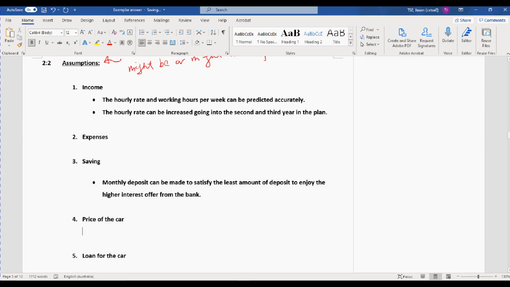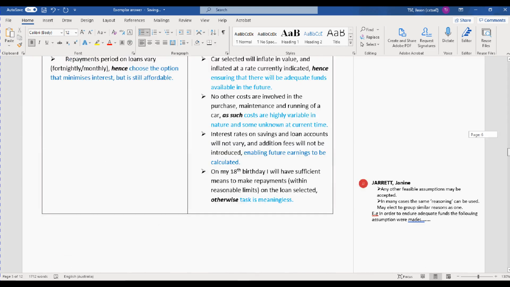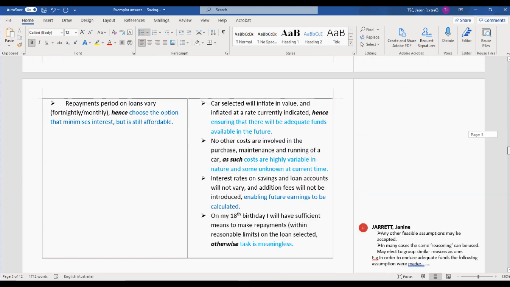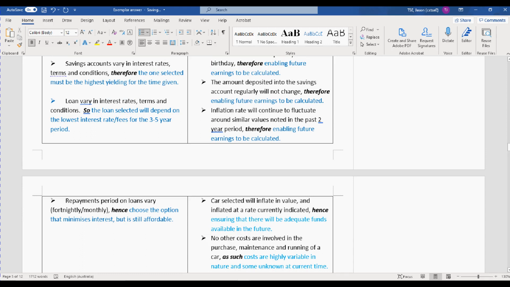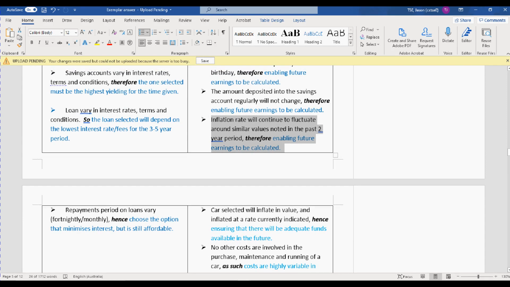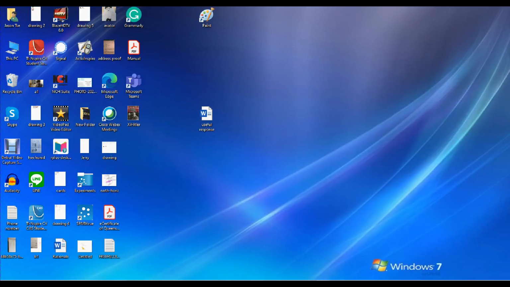Okay, so how about the price of the car? Okay, you might see, is there anything we could use for the price of the car? Okay, so price of car is affected by the inflation. Okay, so one of the assumptions is that inflation rate will continue to fluctuate around the similar values, noting the past 2 years period.